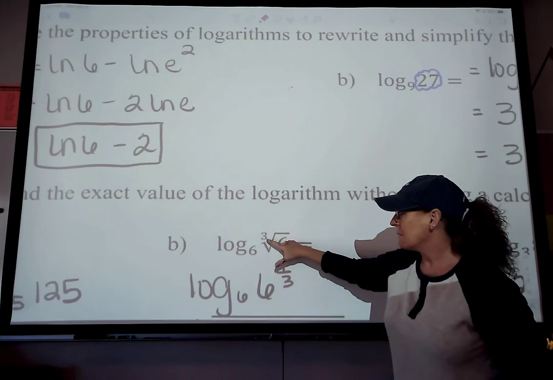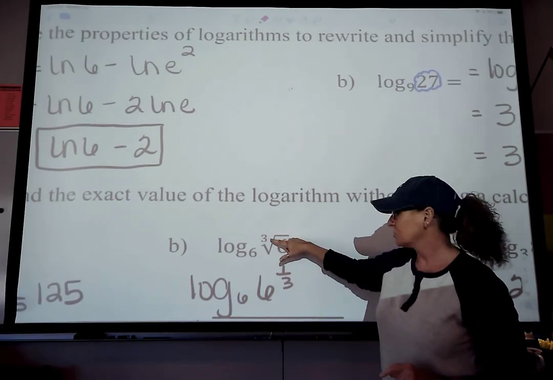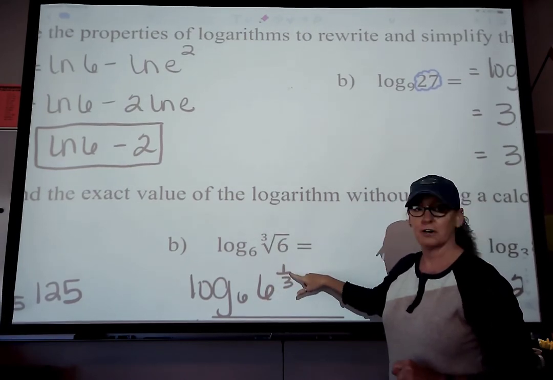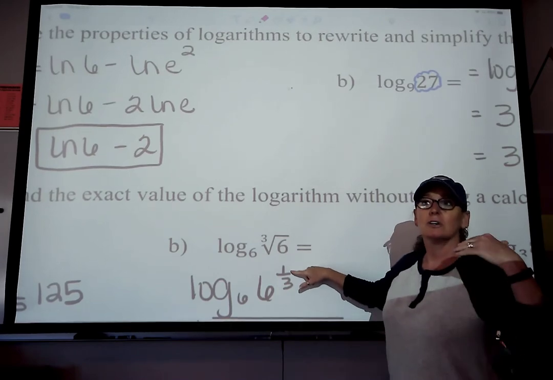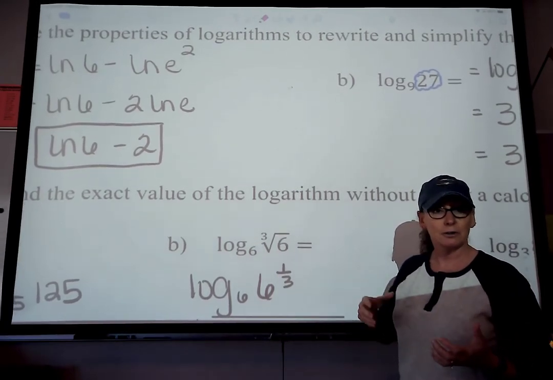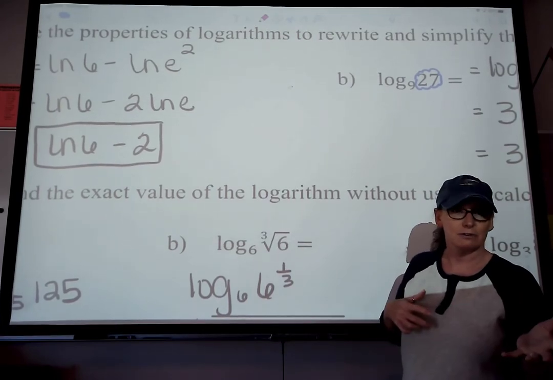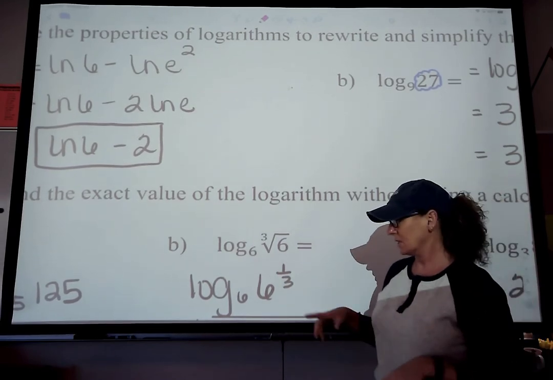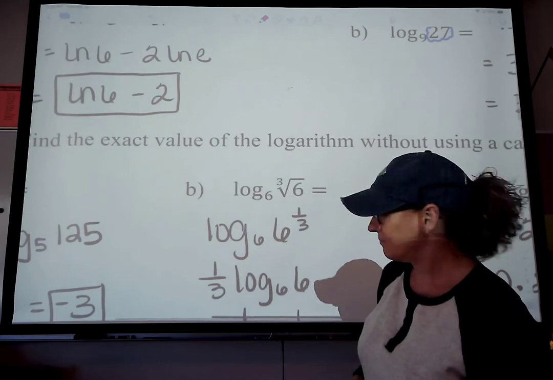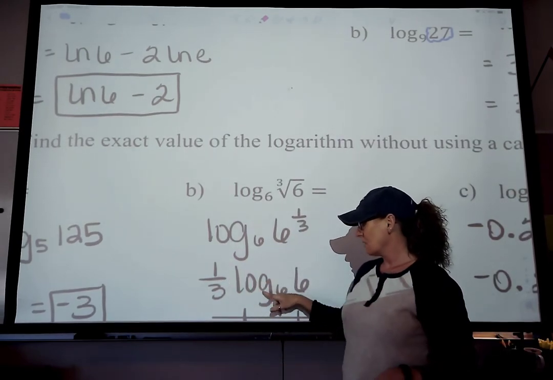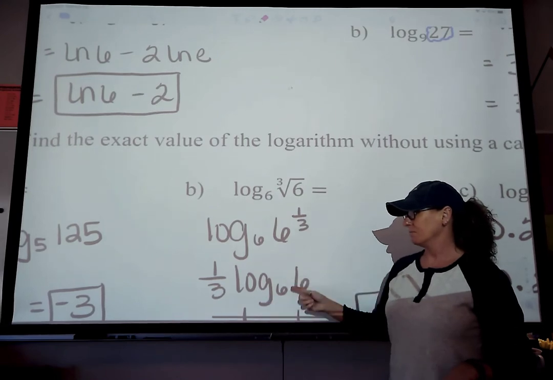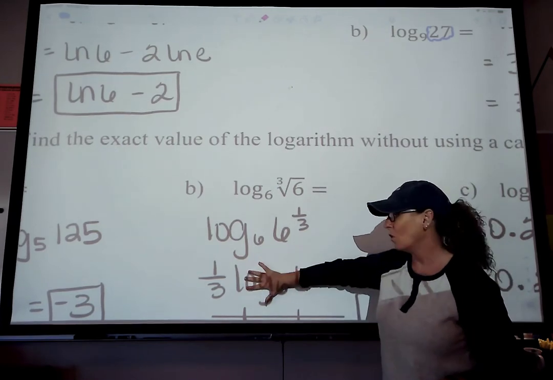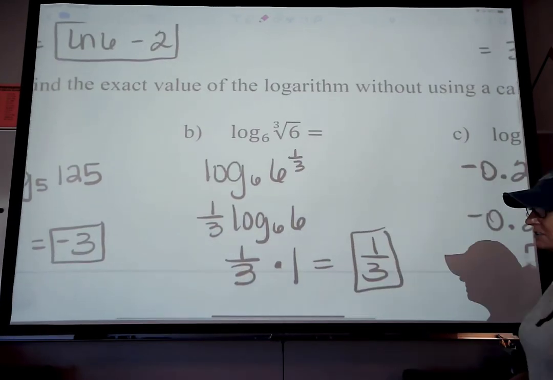Next one, I wrote the cube root as an exponent power. The cube root of 6 is 6 to the 1/3. That's something that you need to start recognizing quickly. Square root, power of a half. Cube root, power of a third. Fourth root, power of a fourth, and so on. You can bring your exponent down to the front. So it's 1/3 times log base 6 of 6. You should be able to figure this out. Log base 6 of 6. 6 to the what is 6? That's 1. So you get 1/3 times 1.